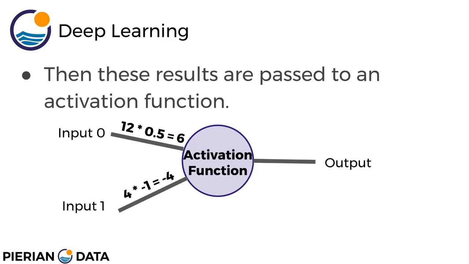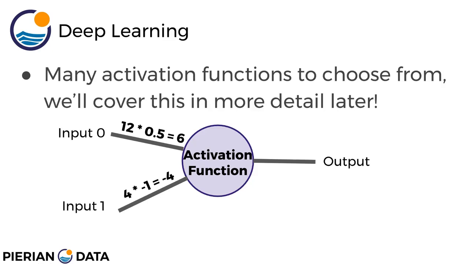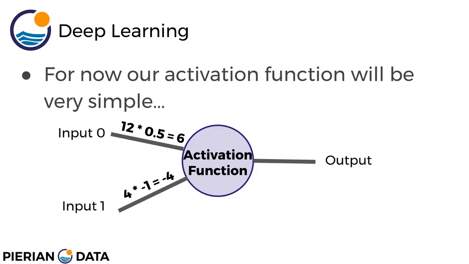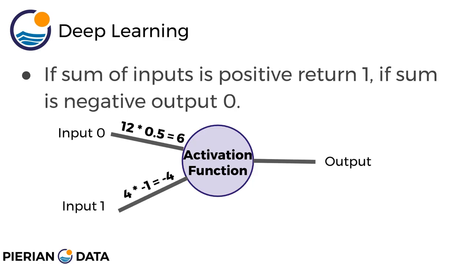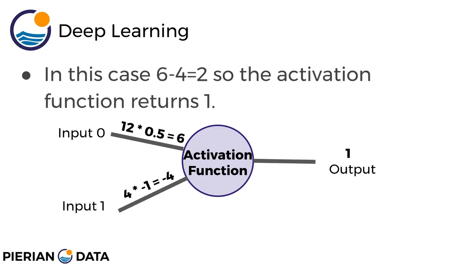The next step is to take these results of the inputs multiplied by their respective weights and pass them into an activation function. There are many activation functions to choose from, and we're going to cover this in a lot more detail later on. For now, our activation function is going to be very simple. If the sum of the inputs is positive, output 1. If the sum of the inputs is negative, then output 0. In our case, 6 plus -4 is the same thing as 6 minus 4, so we get 2 as the result. Since the sum of the inputs was positive, the activation function outputs 1.